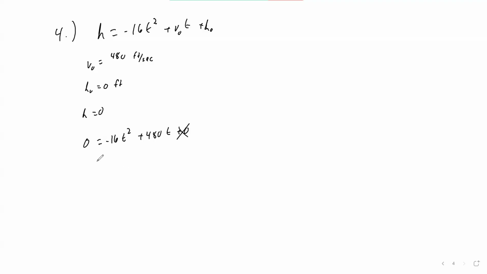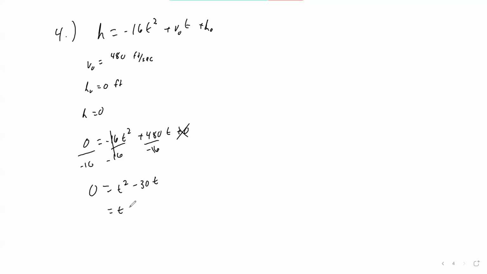So what I'm going to do is, does 16 go into 480? Let's see. So 480 divided by 16. It does. So I'm actually going to divide everything by negative 16, so I don't want to have to deal with negatives anymore. So that will just become 0. That will just become t squared. And then this will now become minus 30t.